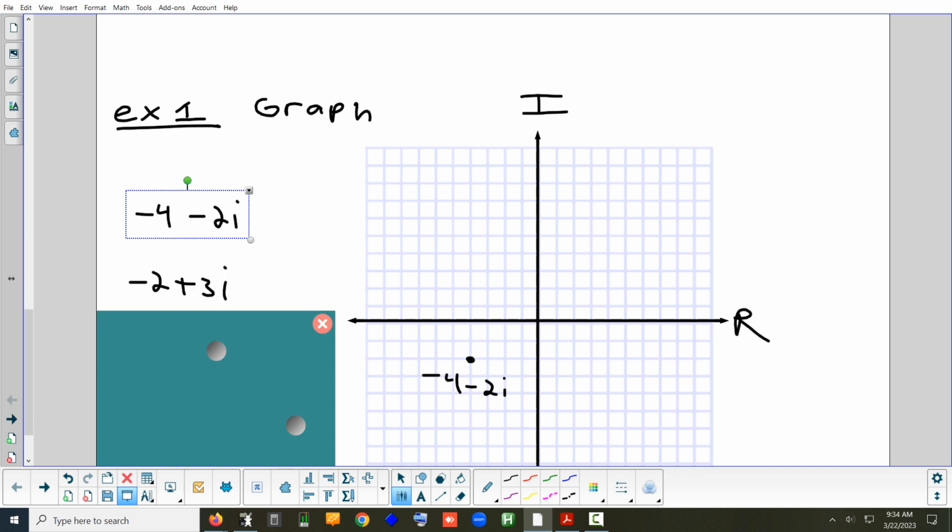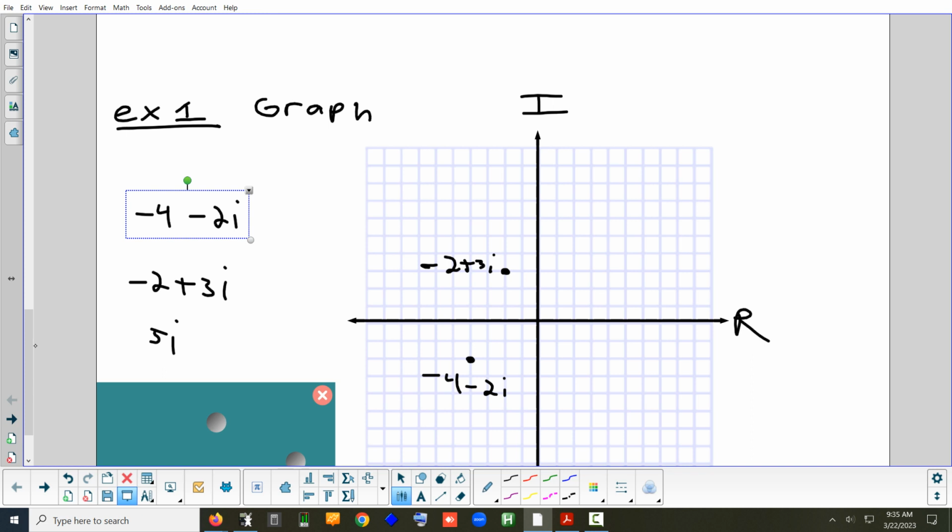How about negative 2 plus 3i? What's the real part there? Yep. So we're going to go 2 to the left. And the imaginary part? Yeah. 3i. So we're going to go 2 to the left and up 3. So real part negative 2, imaginary part positive 3.